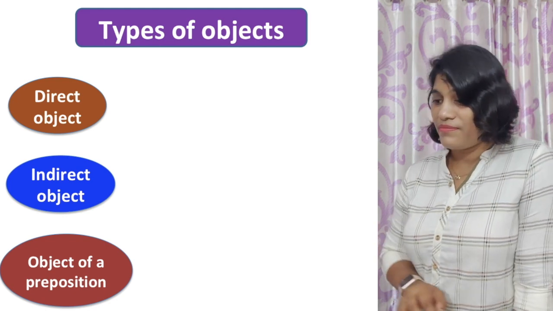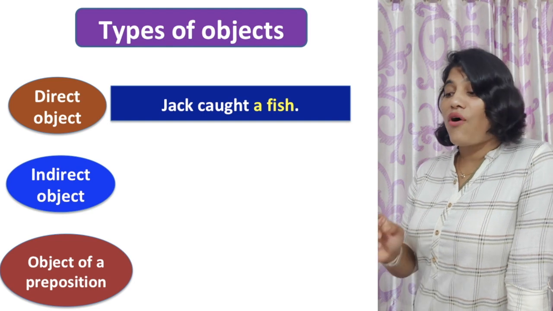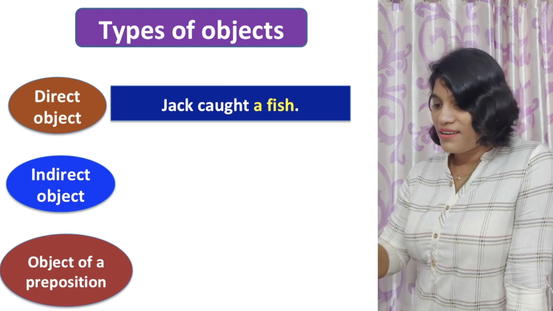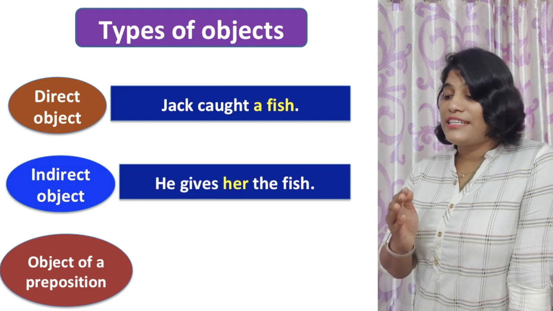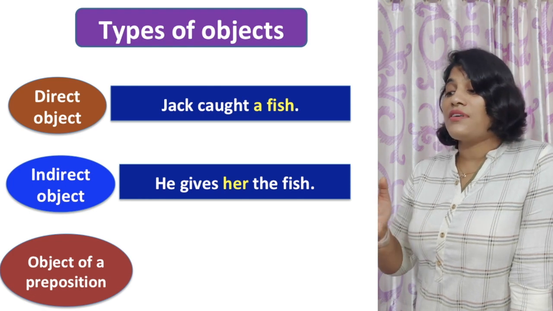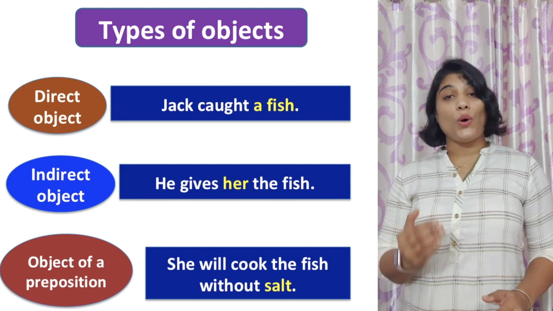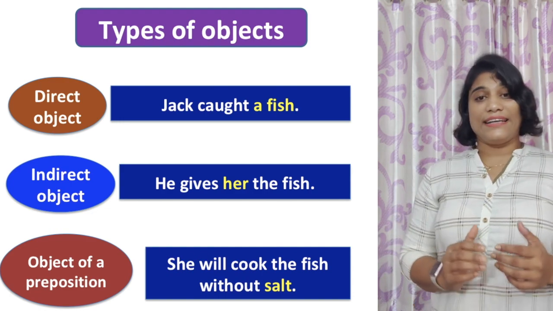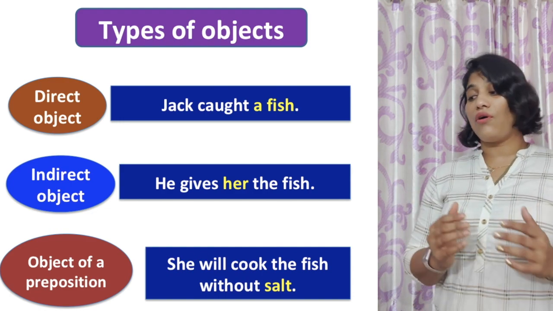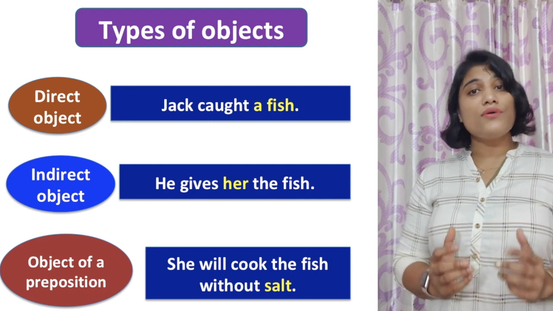Direct object, that is, Jack caught a fish. Indirect object, he gives her the fish. And the object of a preposition, that is, she will cook the fish without salt.